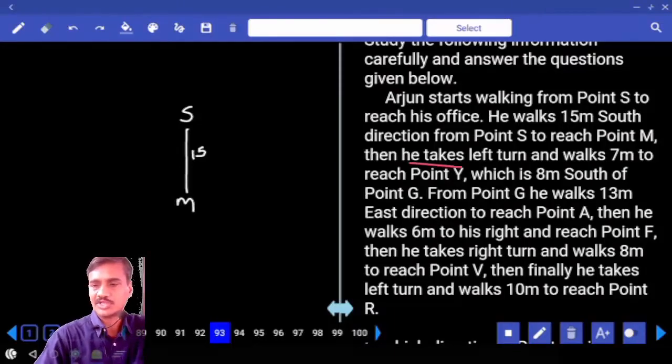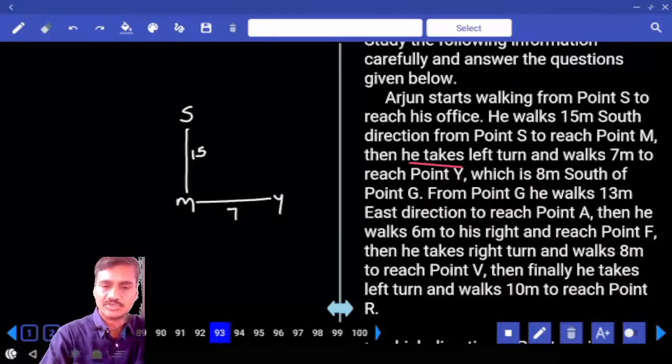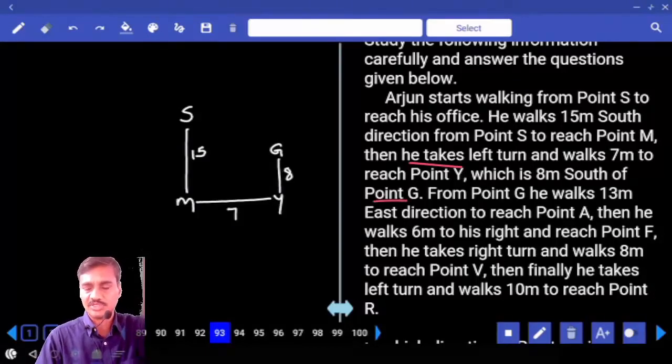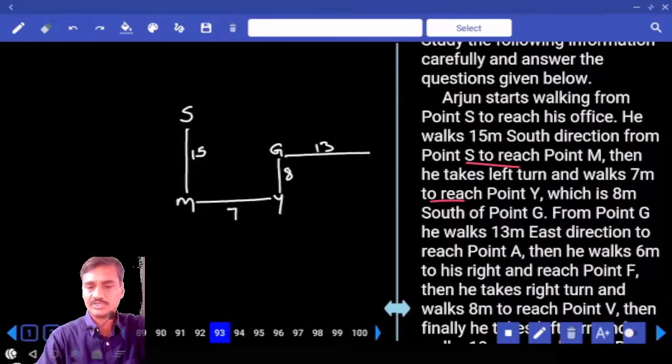Then he takes a left turn and walks 7 meters. From M, 7 meters towards his left-hand side, he reaches point Y. Y is 8 meters to the south of G. G is here, 8 meters. And from G he walks 13 meters east, to reach a point A.